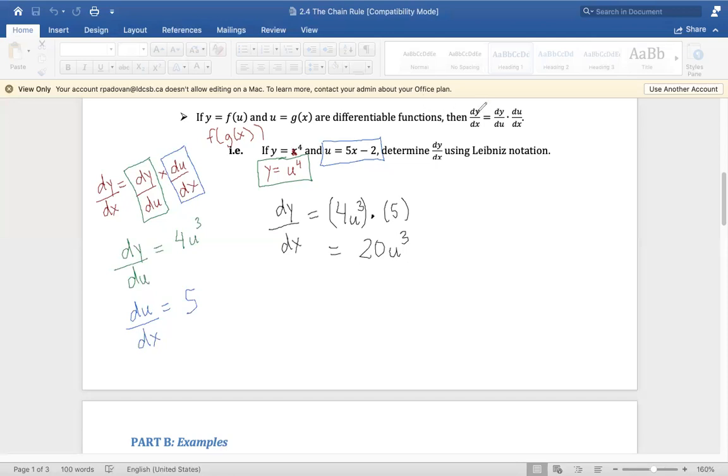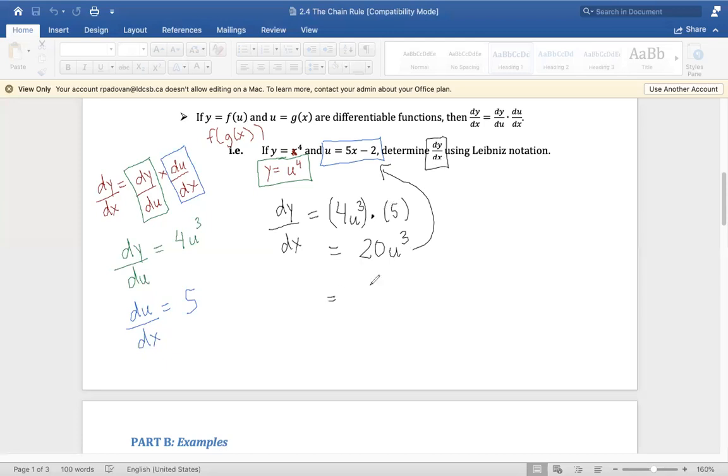But it's asking us to get dy dx, right? So it's asking us to get the derivative of y in terms of x. And if we look at this, this is dy dx, but we have u on the right-hand side here. There's no x's. So we do want our equation to be in terms of x's. So we need to then convert, if we look up here, u is equal to 5x minus 2. So we're just going to replace u with 5x minus 2 so that the derivative has x's in it like it's asking us to get.